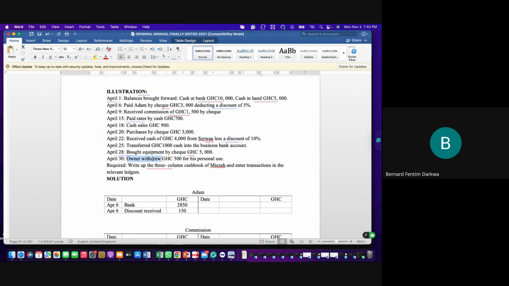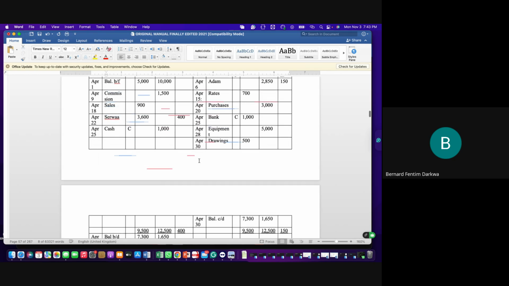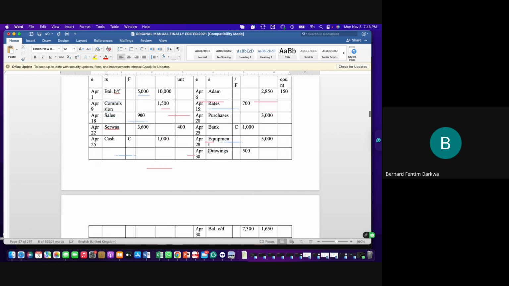Owner reduce 500 for his personal use. This is drawings, 500. Whenever the owner takes cash for personal use, not for business, it is drawings. So here, cash is reducing. You reduce cash. So you go to the credit side, say drawings, and the cash 500. If you check on the bank, you do that.